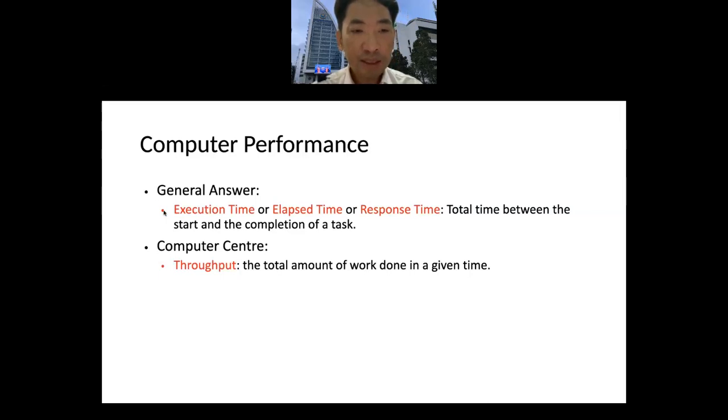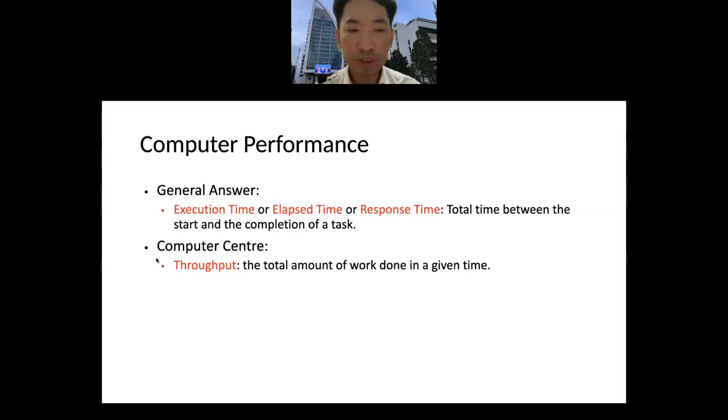But in the computer center, the time that the processor takes to process one job may not be a big issue, but instead the throughput, or the amount of work that can be done in a given time. For example, in 1 second, how many jobs can be done?